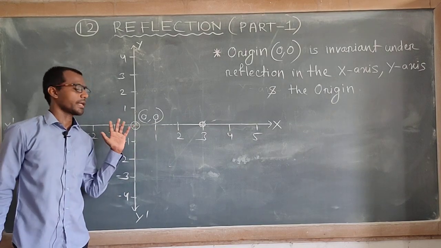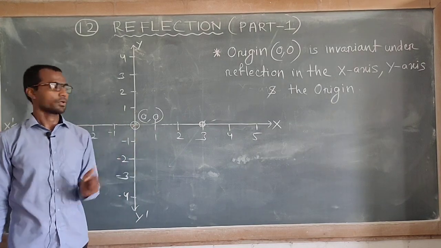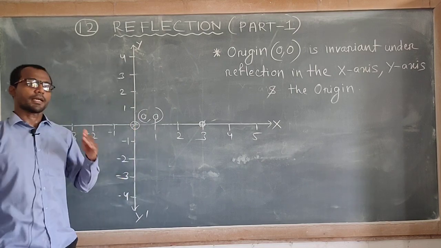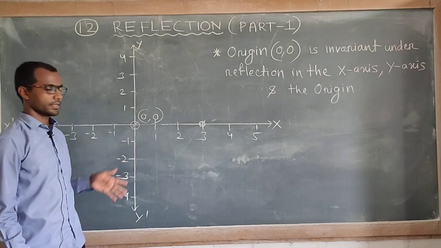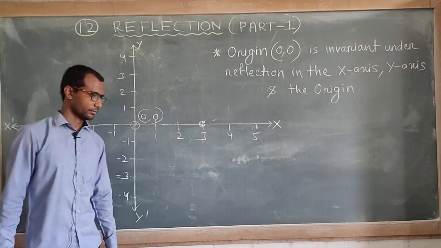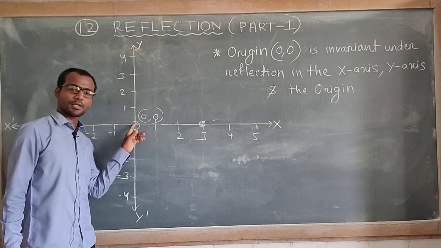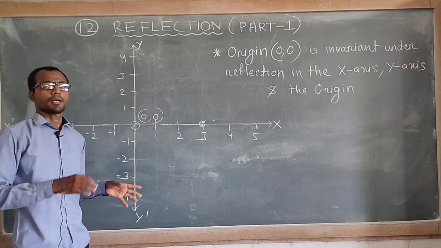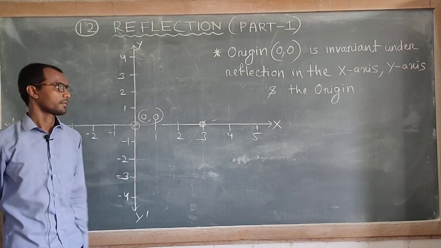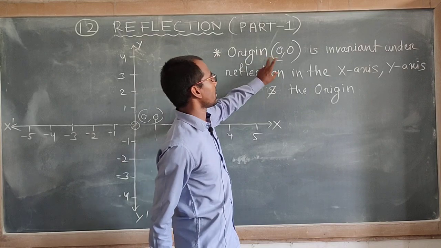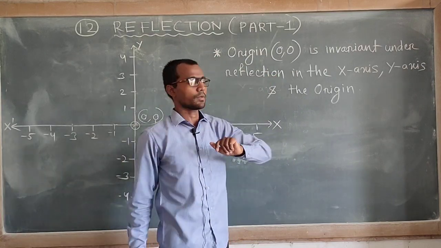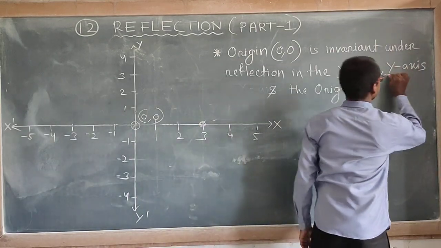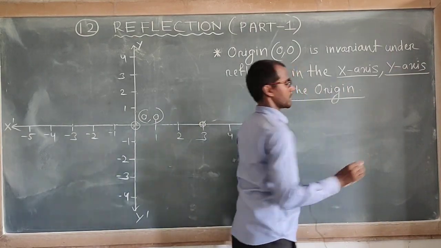if you reflect this point in the x-axis, it will remain invariant because it lies on the x-axis. If you reflect the same point in the y-axis, again it will remain invariant because it lies on the y-axis, no change in position. If you reflect this point (0, 0) in the origin, same point, then again it will remain invariant. For that reason I have written here the origin (0, 0), this special point, is invariant under reflection in the x-axis, y-axis, and the origin also.